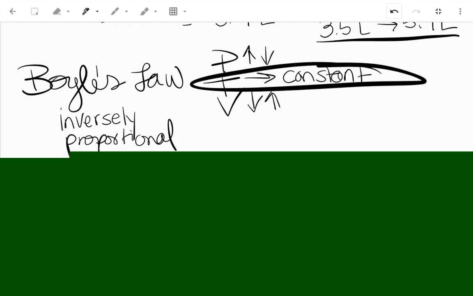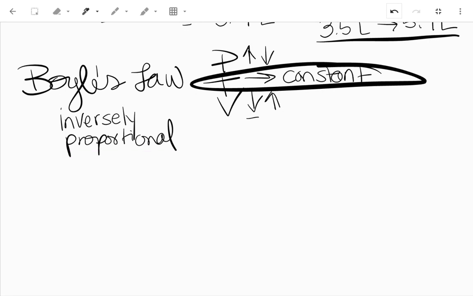Okay, so we just finished talking about Boyle's law, where it explains that pressure and volume have an inversely proportional relationship, where if pressure increases, volume decreases. If pressure decreases, volume increases. That's what we mean by inversely proportional. And we assume a temperature of a system is held constant.